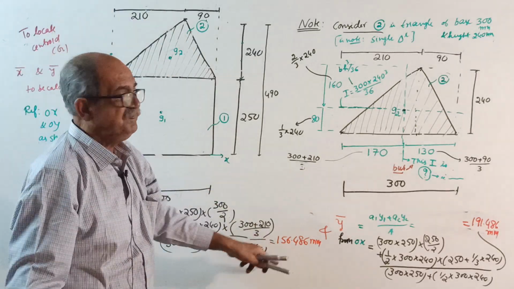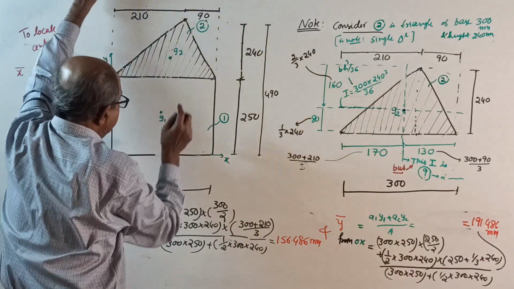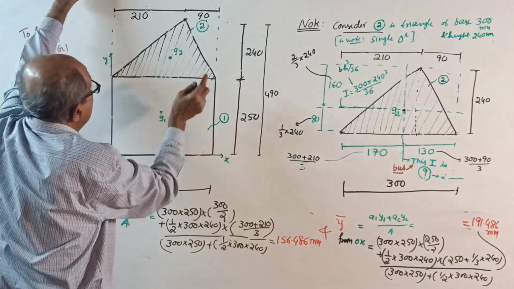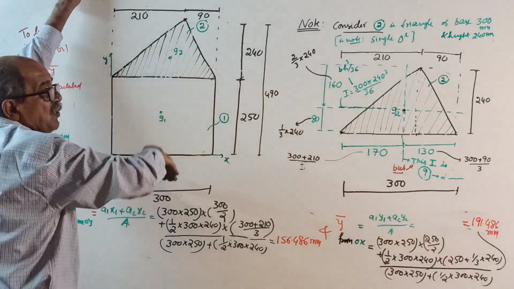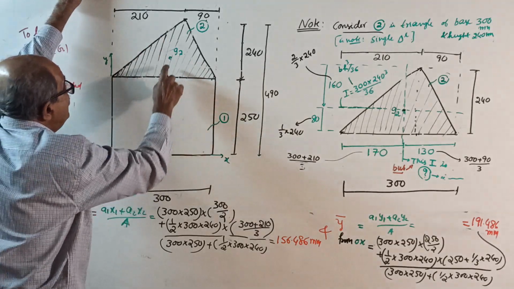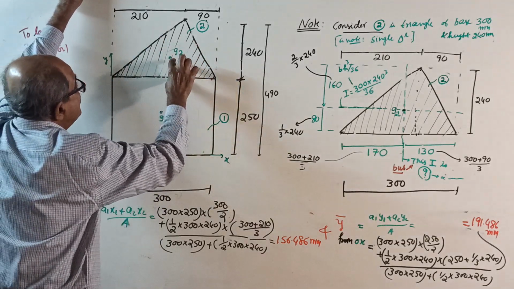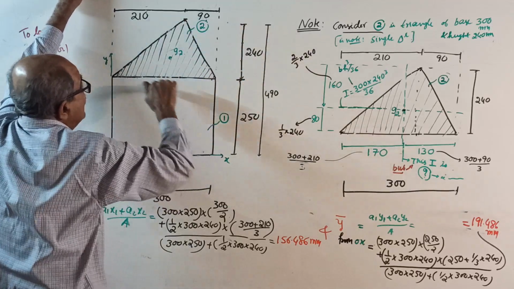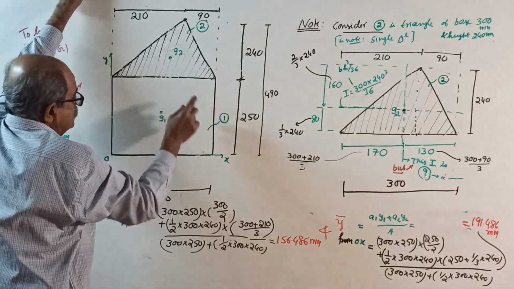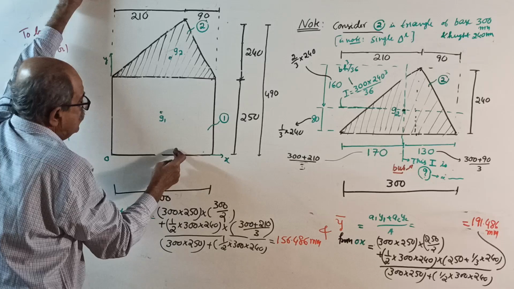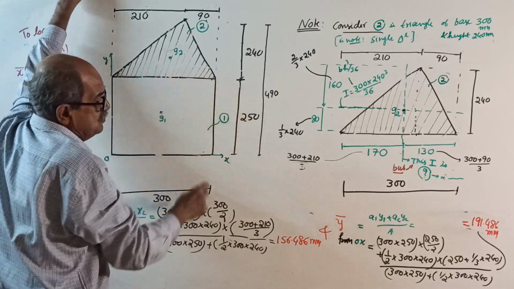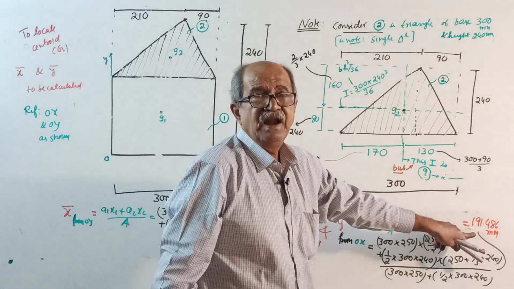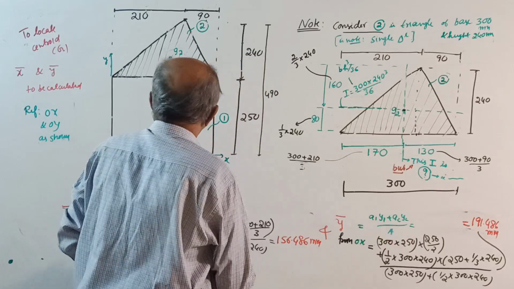You get X bar. For Y bar, A1 Y1, this area into half of 250. This area into, see, for Y bar there is no problem. This area into CG is at 1/3, 2/3. Along the height it is 1/3, 2/3; along the base is the problem. So Y2 is 250 plus 1/3 of 240, divided by total area. Space is not there, I wrote the answer here. Okay, now come back. Locate.